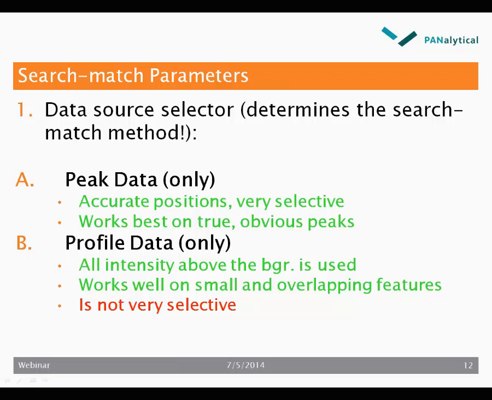The most important search match parameter is the data source. The data source determines the search match method and which data is used for searching and matching. So we could use peak data only. This is the old-fashioned way of working. It works very well on obvious peaks and is a very selective method.